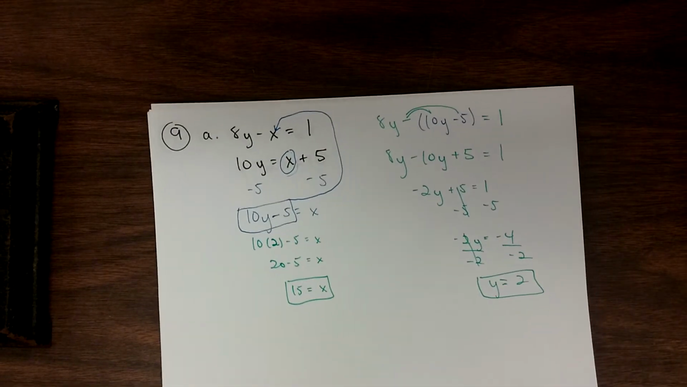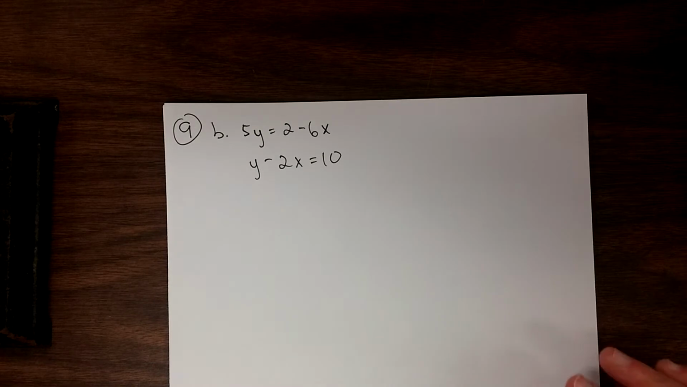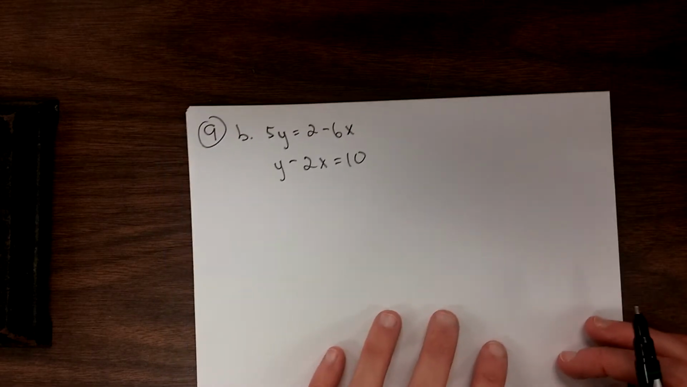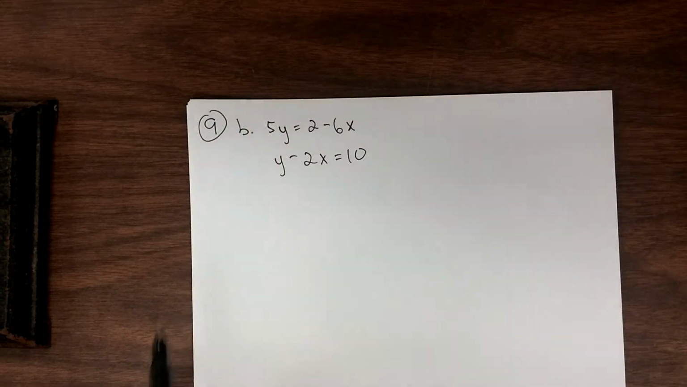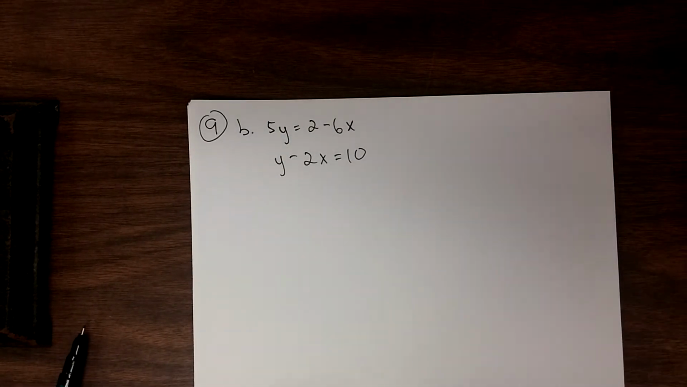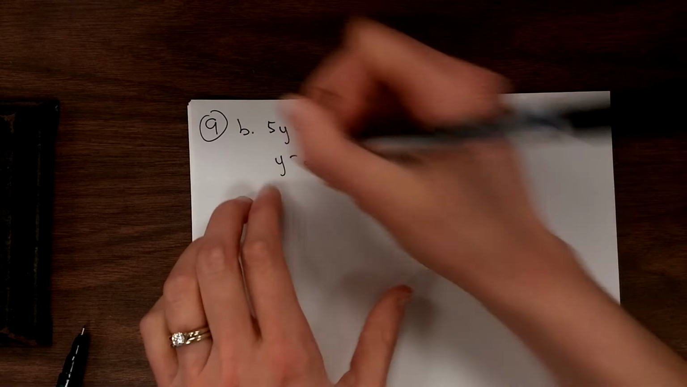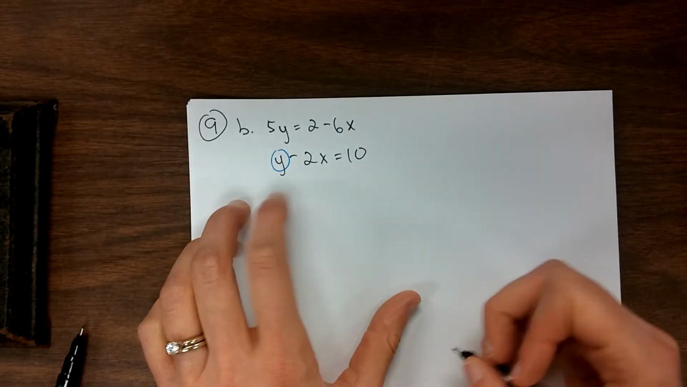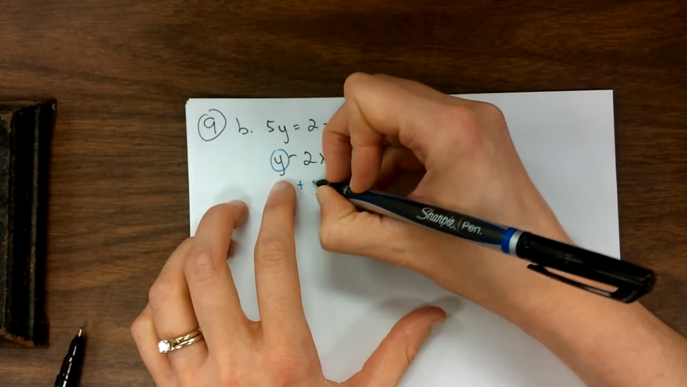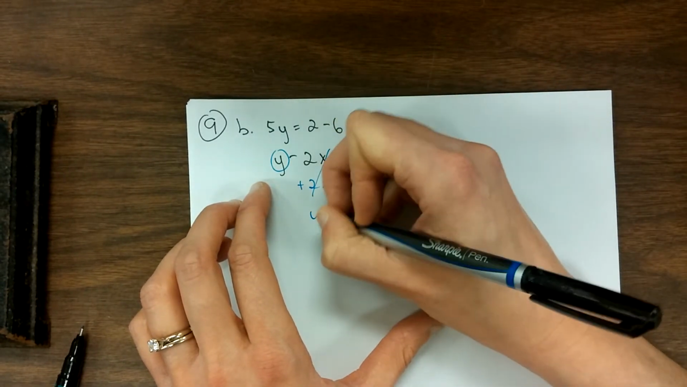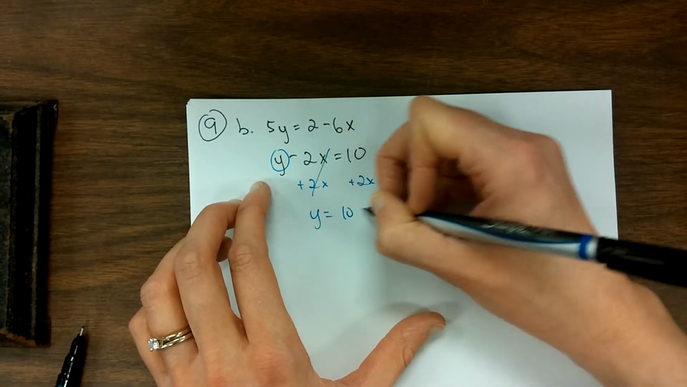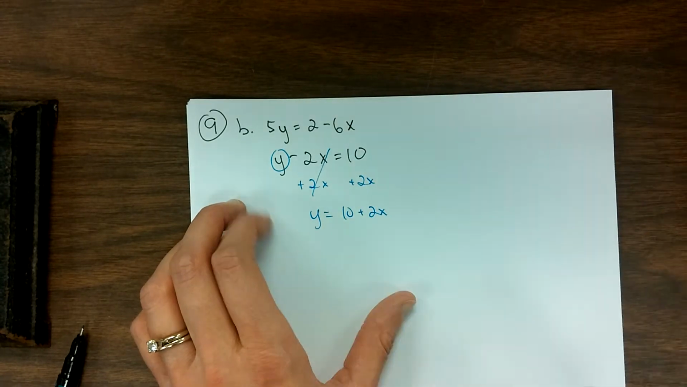So then for part B of number 9, it's another system that we're asked to solve. Again, this time this y right here looks to me like it would be easy to get by itself. So I'm going to do that. To get that y by itself, I would have to get rid of the minus 2x by adding 2x to each side. So then I'll have y equals 10 plus 2x.